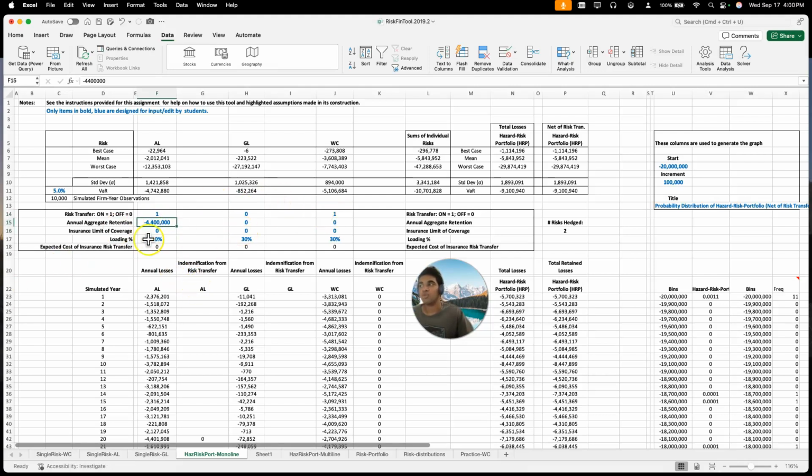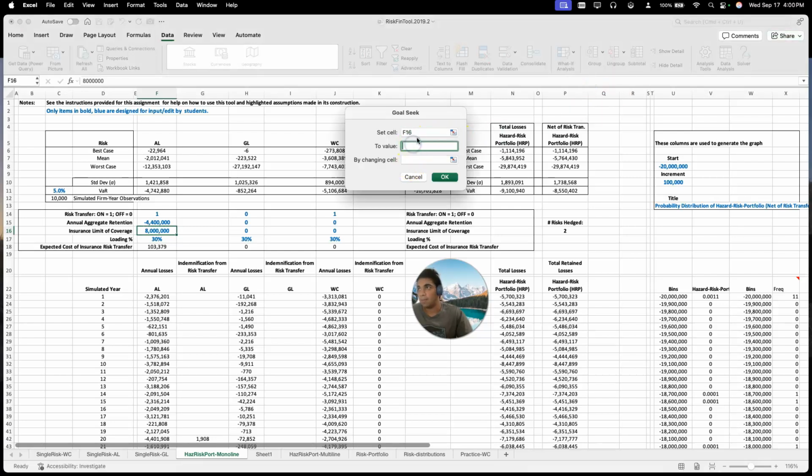So we're gonna put 4.4 million in there, and then we need to find the insurance limit of coverage. 4.4 million is what we're retaining, but 12.3 or 12.5 is the worst case. So why don't we put in an 8 million limit of coverage. Now, you might be looking at that and be like, dude, that's way too high. And you're right. So we're going to use goal seek, and we're going to change this value to 40,000 because that's the new budget constraint.